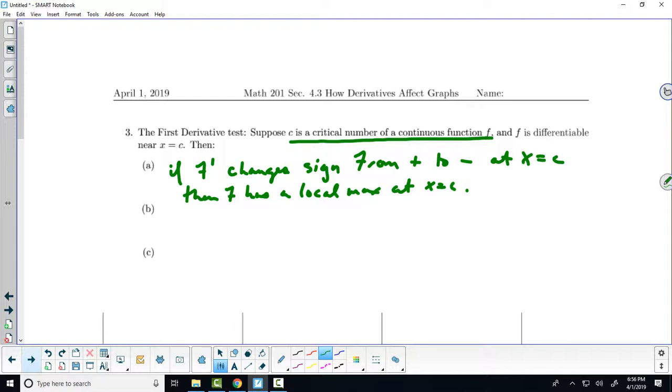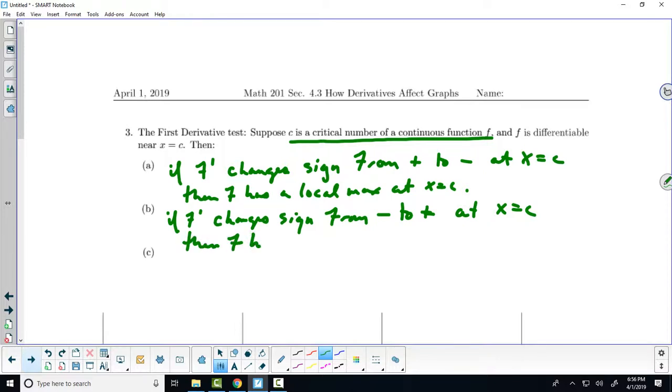Likewise, if f prime changes sign from negative to positive at x equals c, then f has a local min at x equals c. Questions on that, folks?